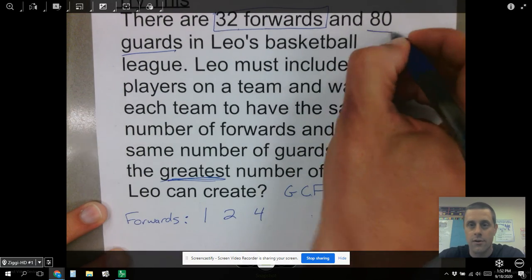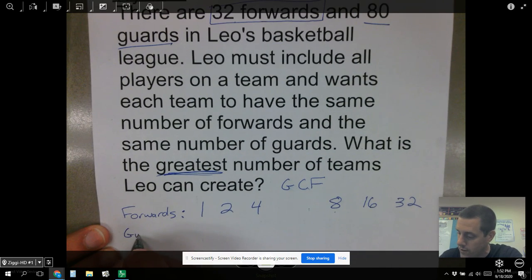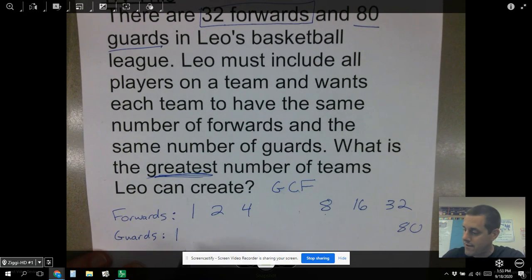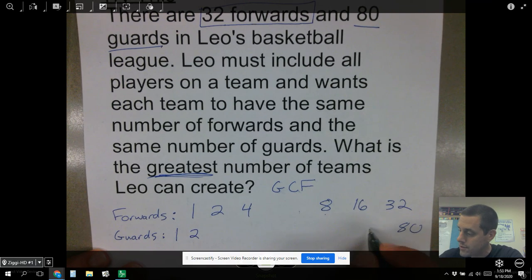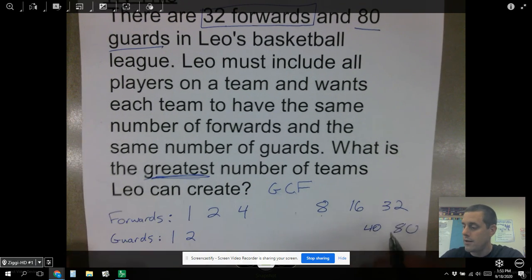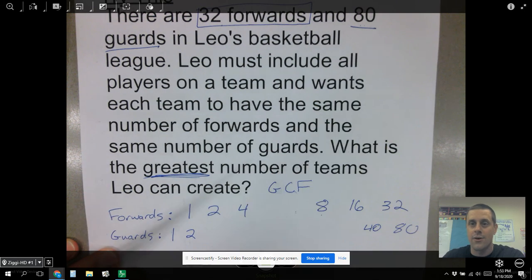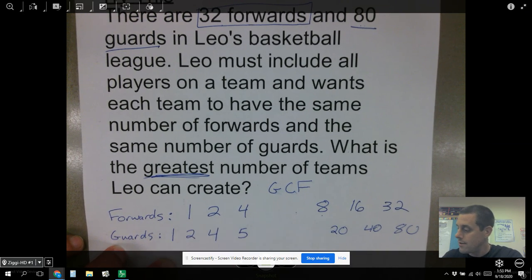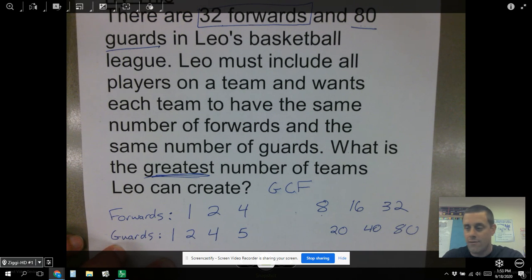Next, we have the guards. There are 80 of them. So for the guards, we want to factor 80. 1 and 80 is our starting point. 80 is an even value. So 2 will divide evenly into it, 2 and 40. When you sum the digits of 80, 8 plus 0 is 8. That is not a multiple of 3, so 3 is not a factor. 4 will work, though. 4 and 20 gives us 80. 80 ends in a 0, so it is divisible by 5. 5 times 16 gives us 80.